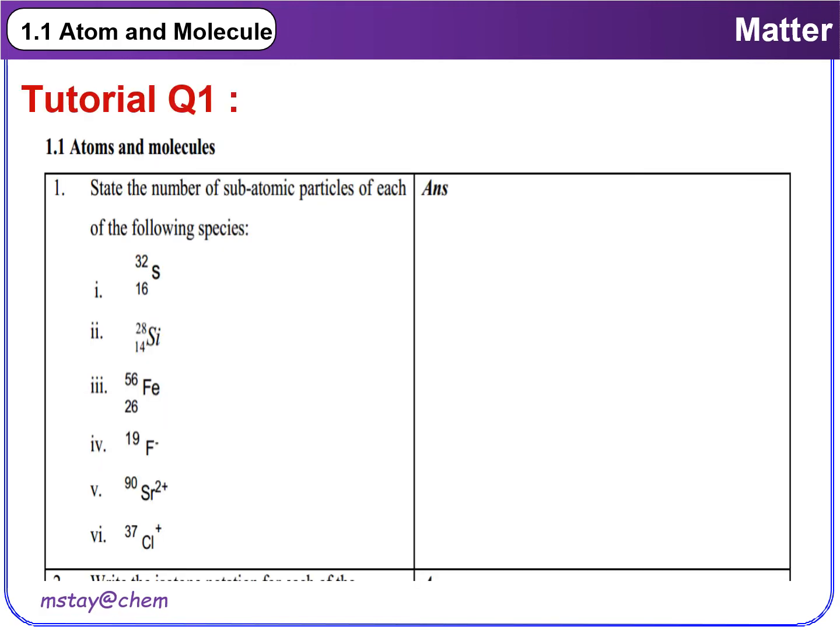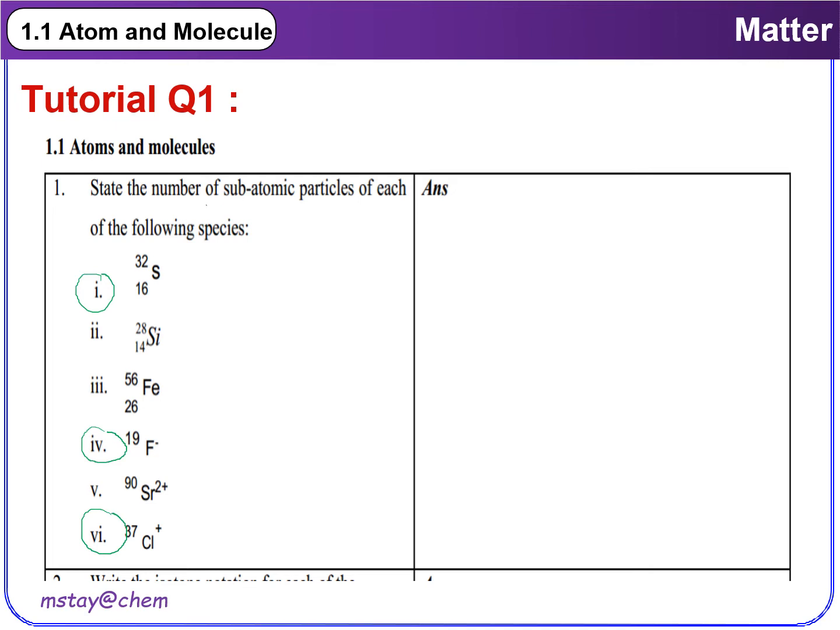Okay, after having the idea of the isotope notation and recalling the definition for isotopes, I think this is the time that we're going to do the tutorial questions. Here I will only discuss tutorial question 1 until question 4, because these four questions are related to the isotope notation. However, I'm going to discuss question number 1, number 4 and number 6 with you.